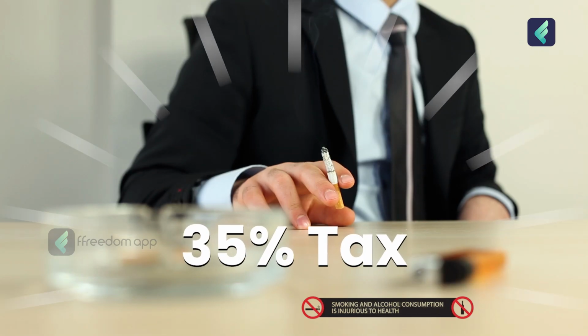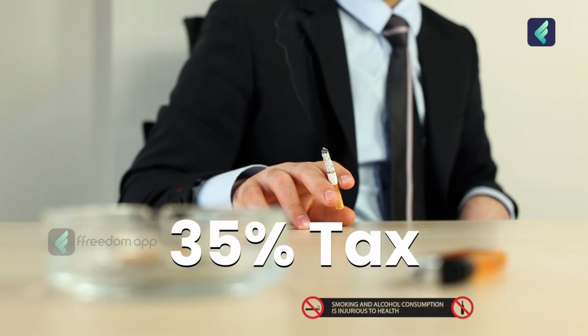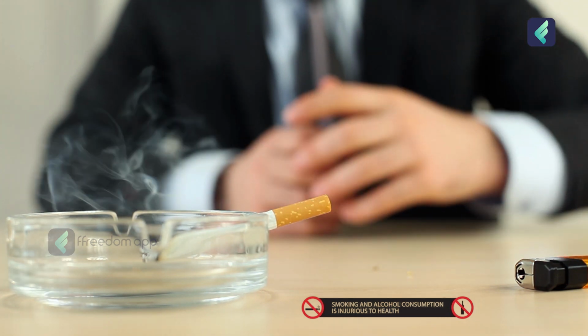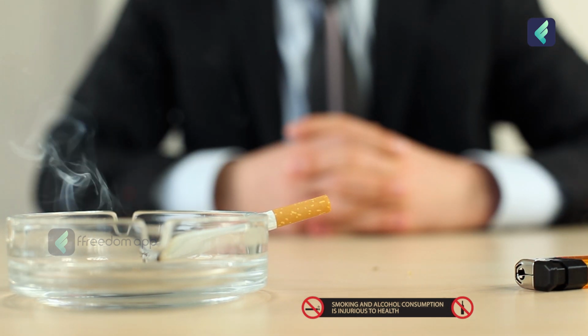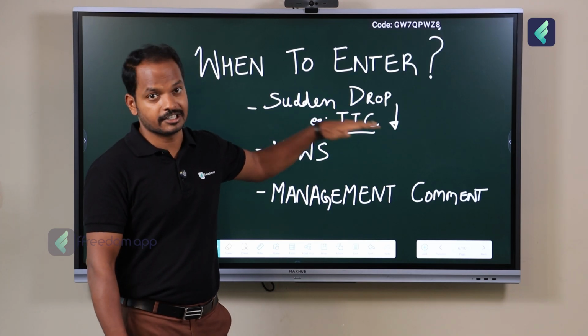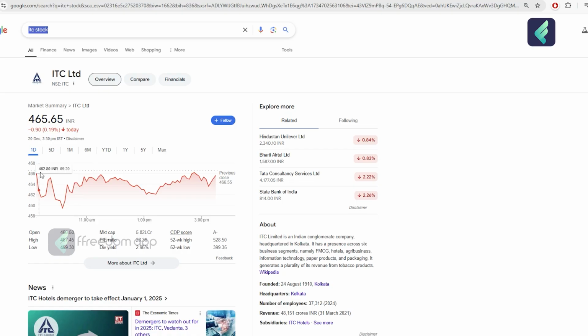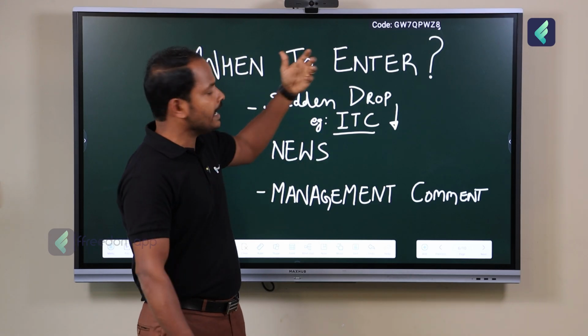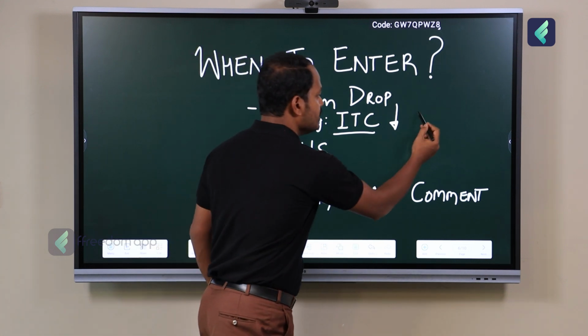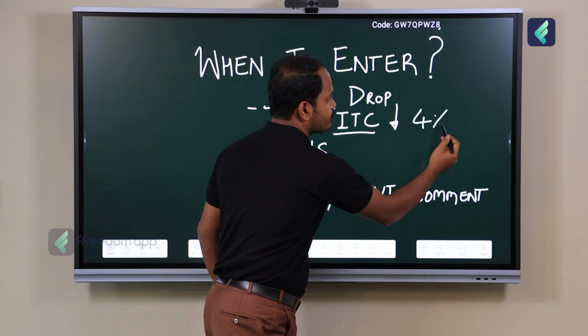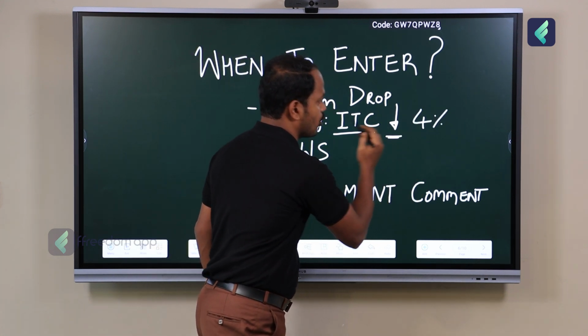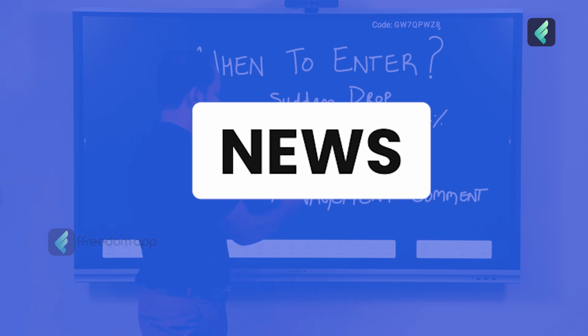There is a proposal of implementation of extra tax on cigarettes, which is the main revenue contributor of ITC company. Of course, it is a conglomerate, but still, the tax on cigarette thing hit the ITC hard. So if you were thinking of entering for a short term, you would have easily made 4% if you had entered after the drop. Next thing, news.